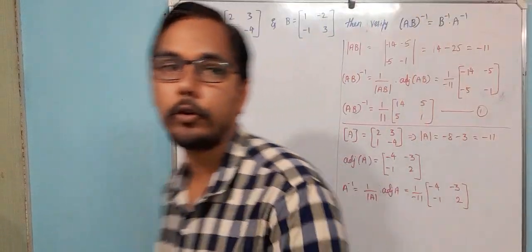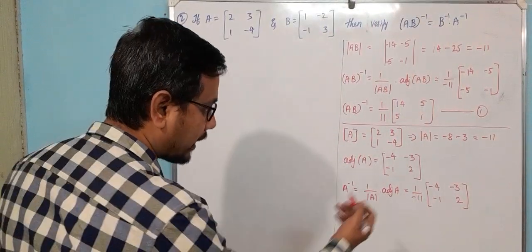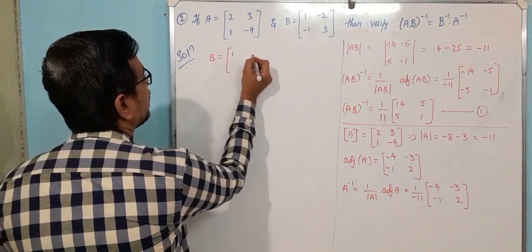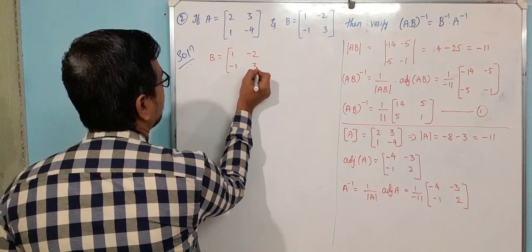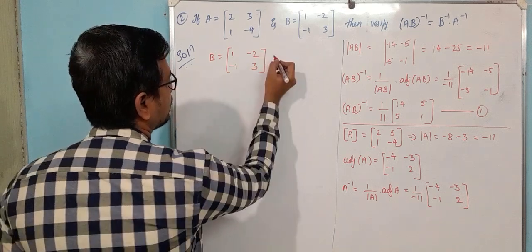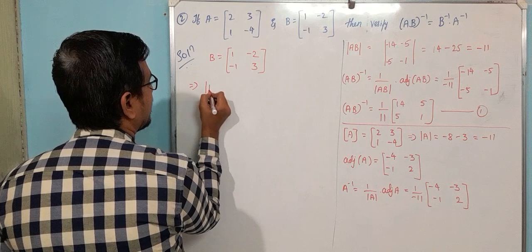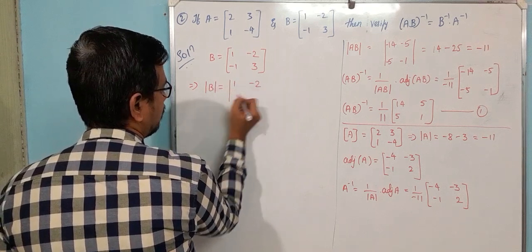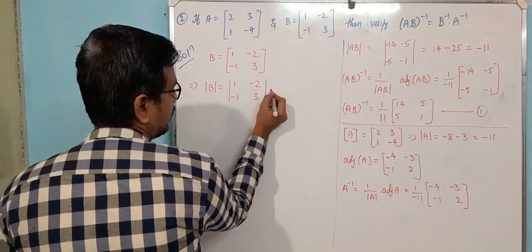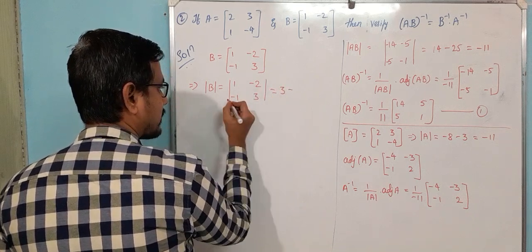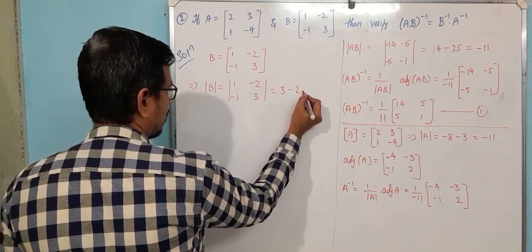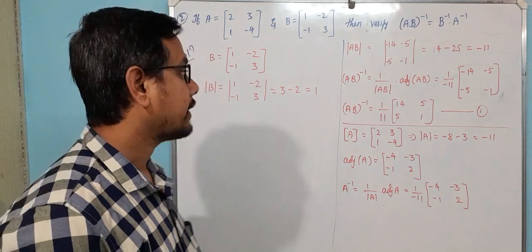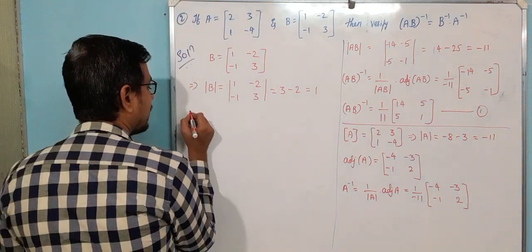So friends, I hope you have taken it down. Let's continue the problem. We have got A inverse. We need B inverse. B is given by 1, minus 2, minus 1, 3. Right? What will be the determinant of B? 1, minus 2, minus 1, 3. 1 into 3 is 3, minus 1 into minus 2 is plus 2. So 3 minus 2 is 1. So determinant of B is 1.